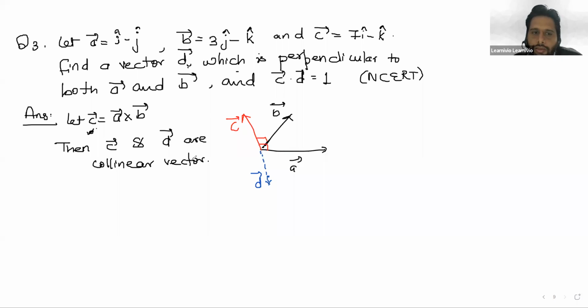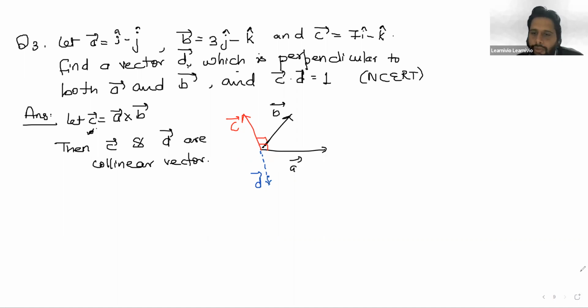Clear, Nabil? Why are these two collinear vectors? Atif, is it clear why they both are collinear vectors? Yes. Okay, Huzafa, Saf, is it clear? Yes, sir. Because C is perpendicular to A and B, and D is also perpendicular, that means C and D are collinear vectors.